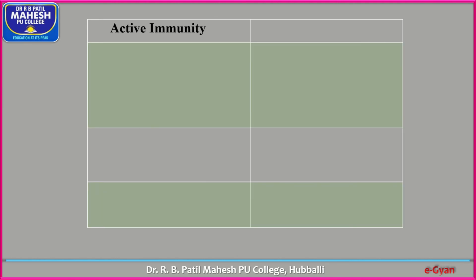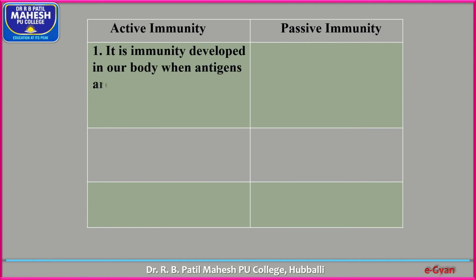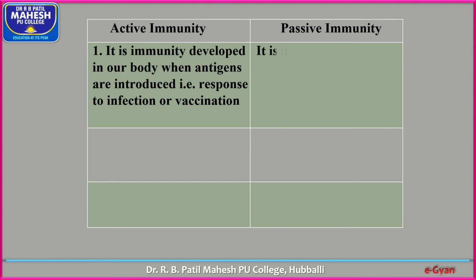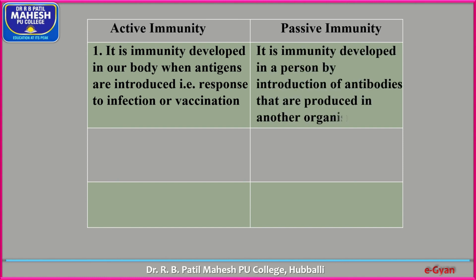Next, lastly, we'll move on to the difference between active immunity and passive immunity. Let us start with the first one. Active immunity is developed in our body when antigens are introduced in response to infections and vaccination. Passive immunity is developed by the introduction of antibodies which are produced in another living organism.